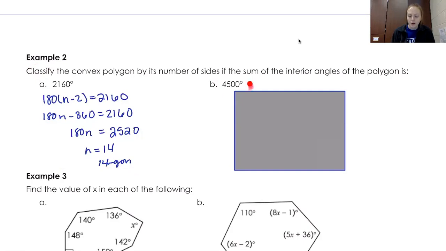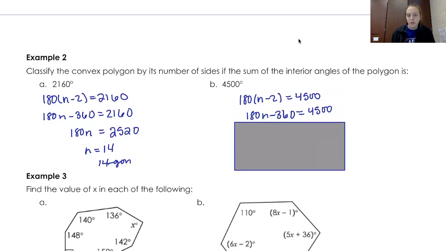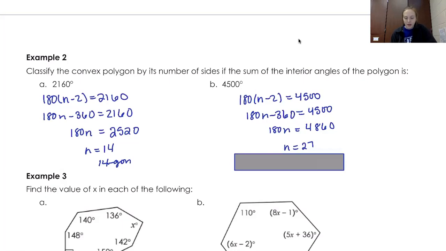Okay, now we have 4,500 degrees. So I do the same thing. 180 times n minus 2 is equal to that 4,500. Now we solve for n. Start by distributing the 180. When I distribute it, I get 180 times n minus 360 equals 4,500. Add 360 on both sides. So 180n equals 4,860. Divide by 180 and we get n equals 27. Classify it, it is a 27-gon.